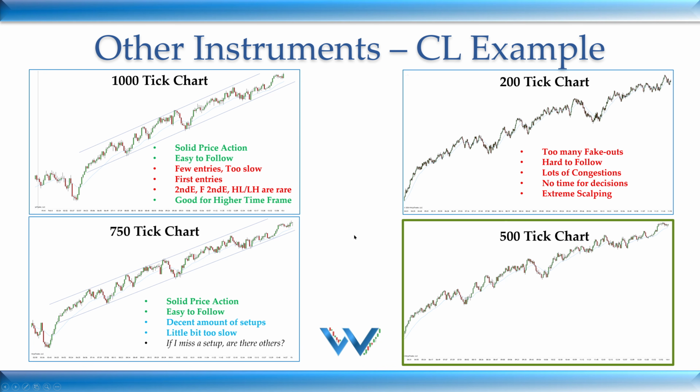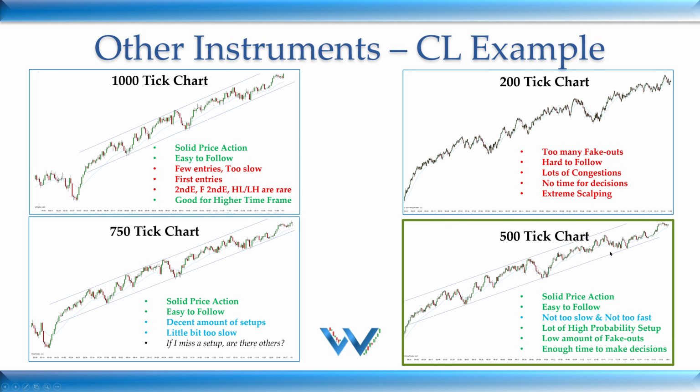And if I'm going to lower it just a little bit, just a tad to 500 tick chart, this is the best tick chart to trade. Easy price action, it is symmetrical, there are no fake outs, no congestions, I can make decisions in time. It is also offering me plenty of trading opportunities, so I don't have to sit here the entire day waiting for a few setups. Enough time to make decision. So 500 tick chart for the CL, that's the optimal chart.